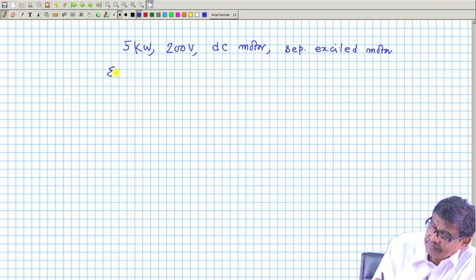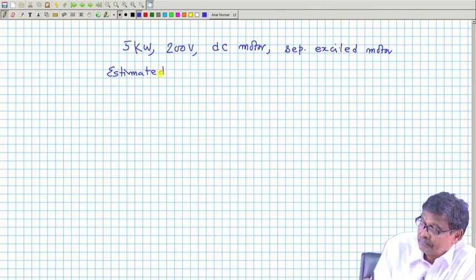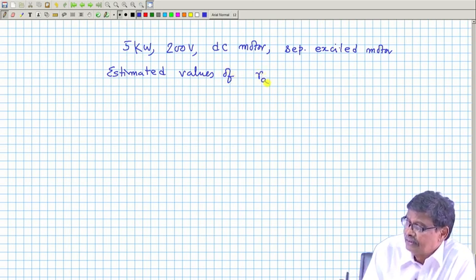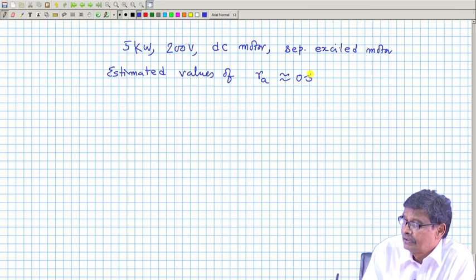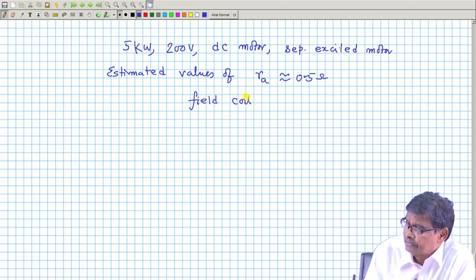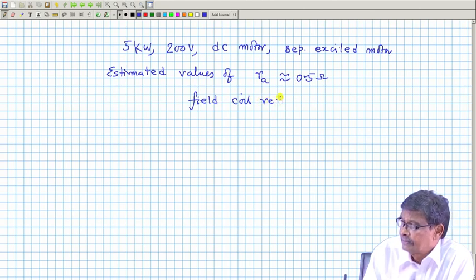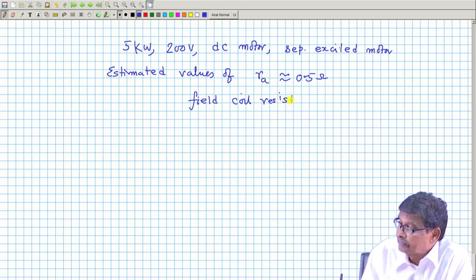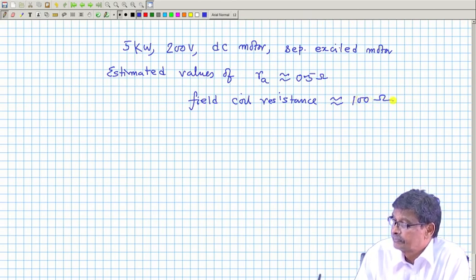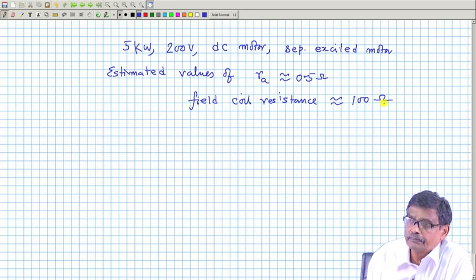Estimated values of RA is about 0.5 ohm, that is what we have found out. Field coil resistance, mind you it is no external resistance, field coil resistance is of the order of 100 ohms, like that. That is what we have got.